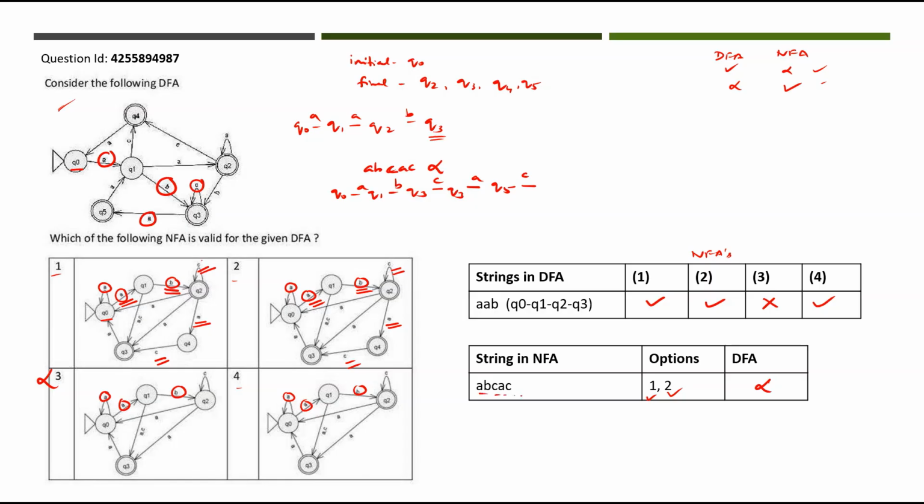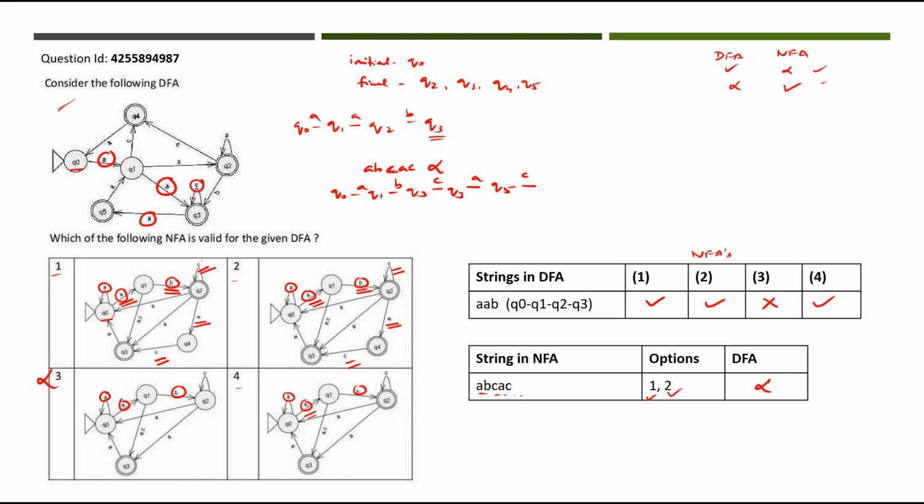Using this string, we are actually neglecting options 1 and 2. 1 and 2 are accepting a string that is not accepted by the DFA. Now let's check option 4.